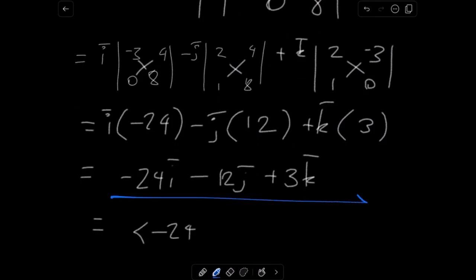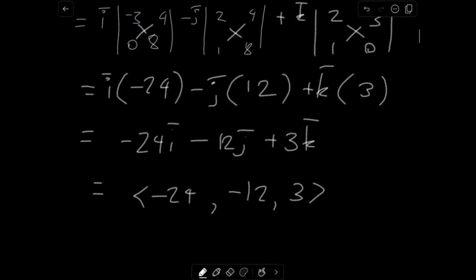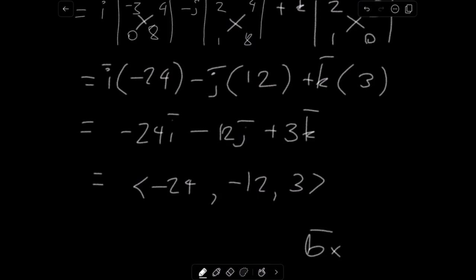By the way, you can leave your answer like this if you want to. I just like writing it out in terms of the components. Okay, there we go. So it's minus 24, minus 12, and 3. That's the cross product for a times b. Now, knowing what you know from exercise 1, what do you expect b times a to be? Do we expect it to be that?